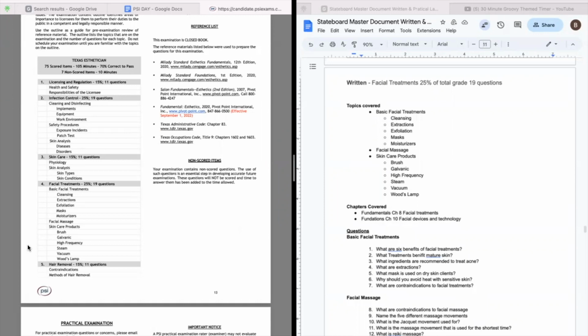And then we have skincare products, and that is product, but they're also saying the treatment itself. So skincare products, a brush is not necessarily a product. I think of it more as an implement, but they're going to ask you specifically about the brushes, like the rotary brush, the galvanic, the high frequency, the use of steam, the use of the vacuum suction, and the use of the Woods lamp. Again, every one of you has done these chapters so far. I believe every one of you should have completed those chapters.